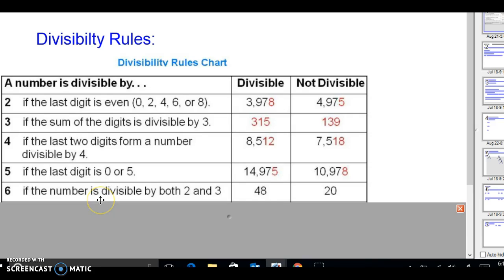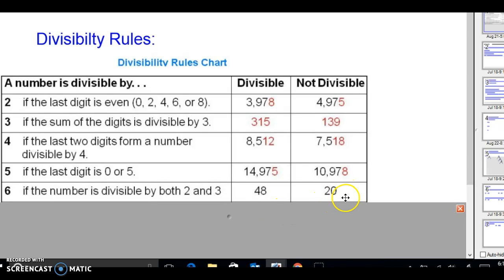So, 6. In order to understand the divisibility rule for 6, you also need to remember your divisibility rule for 2 and 3. So if the number is divisible by both 2 and 3, then the whole number is divisible by 6. Our divisibility rule for 2 was that the last digit was even. So in 48, our last digit is even, therefore it's divisible by 2. And the divisibility rule for 3 was if the sum of the digits is divisible by 3. So 4 plus 8 equals 12, and 12 is divisible by 3. So 48 is divisible by 2, 3, and therefore it is also divisible by 6.